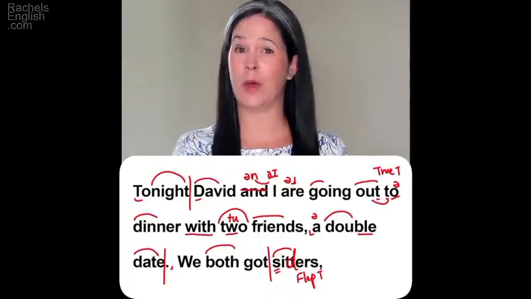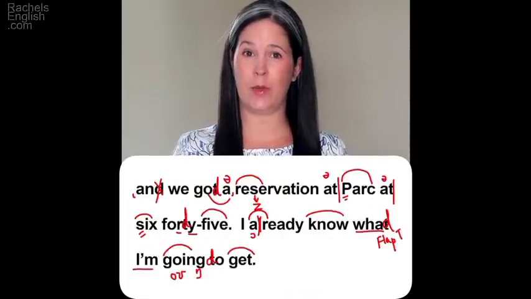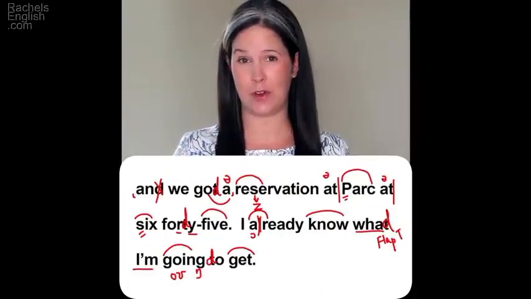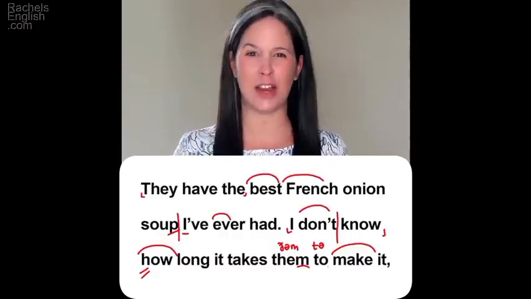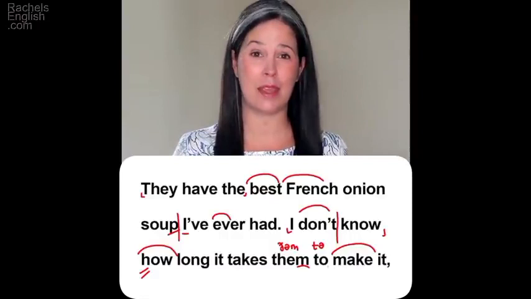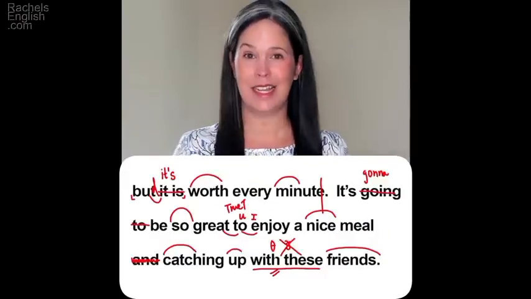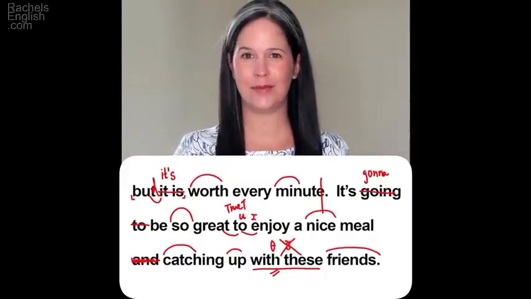Here's another monologue talking about a double date. Tonight, David and I are going out to dinner with two friends, a double date. We both got sitters and we got a reservation at Park at 6:45. I already know what I'm going to get. They have the best French onion soup I've ever had. I don't know how long it takes them to make it, but it's worth every minute. It's going to be so great to enjoy a nice meal catching up with these friends. And now for that analysis.